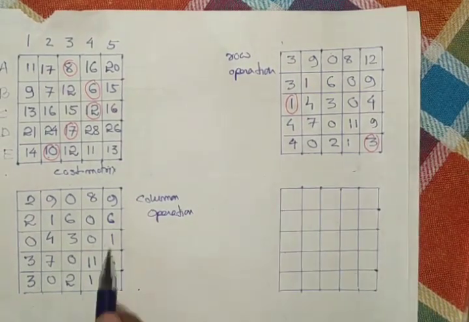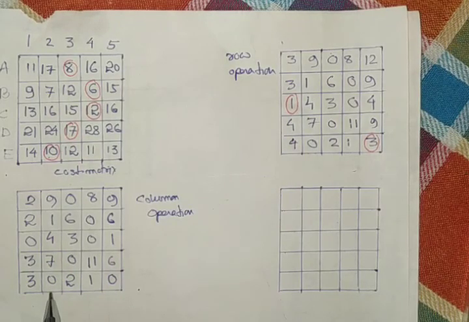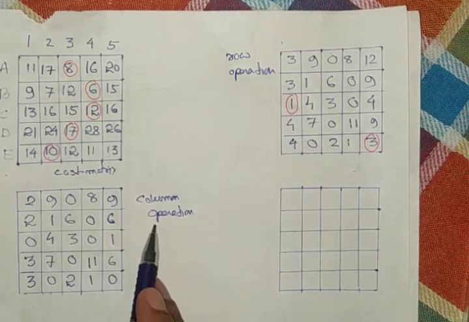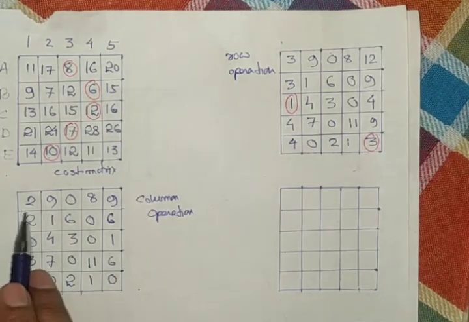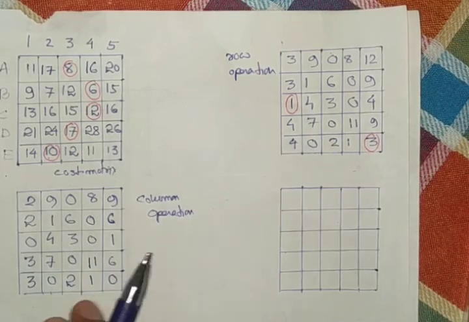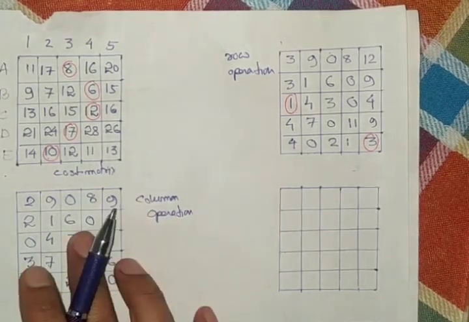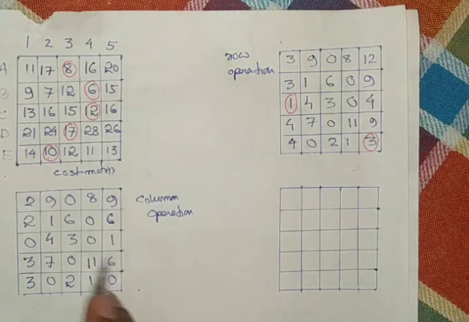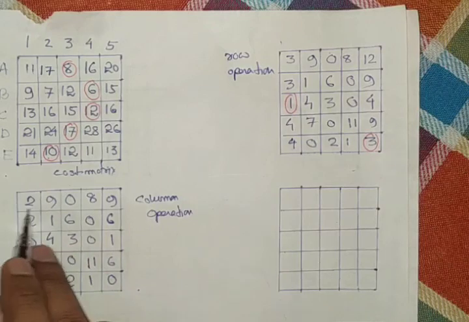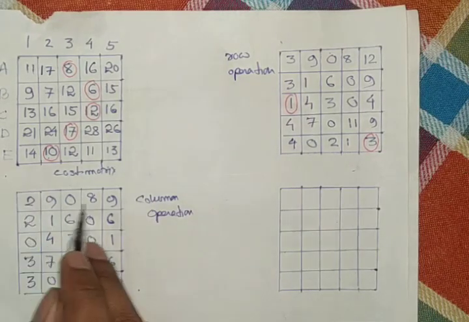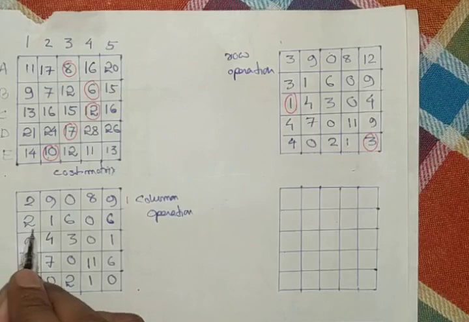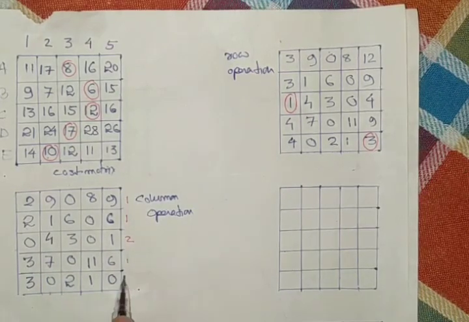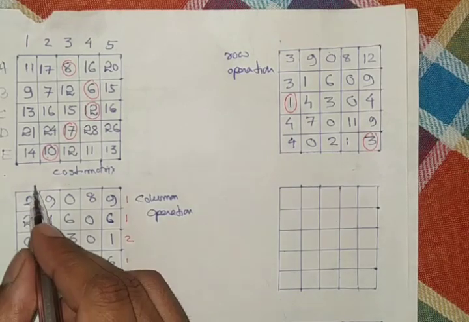revised cost matrix. After that, you have to draw a line in such a way that the number of lines should be minimum to cover all the zeros. So if you observe here, for this particular row, the number of 0 is 1. This one is also 1. Here it is 2. This is also 1. This is also 2.